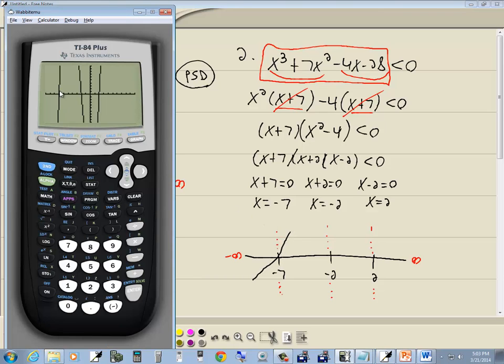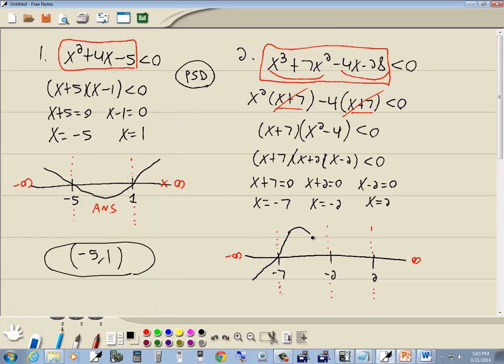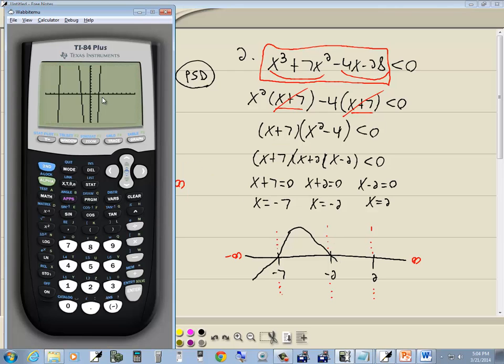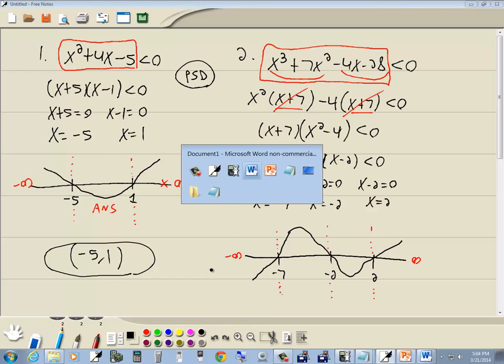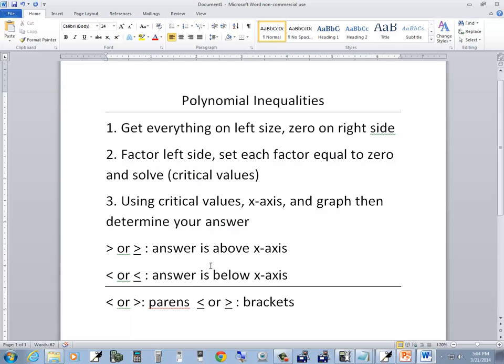So between -7 and -2, you see it's going up and coming back down, passing through -2. Between -2 and 2, it's going down somewhere and then turning around, and then passing through positive 2 like that. Again, do not spend any amount of time trying to draw that correctly. We don't care about that.